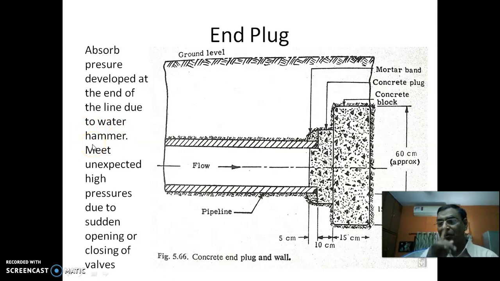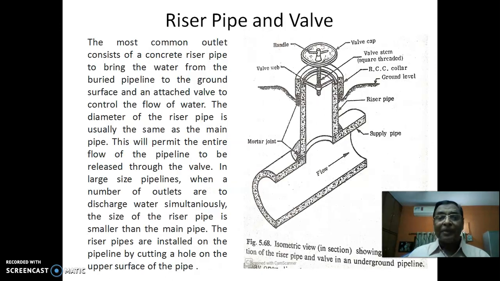That is the thing. So whatever water hammer is developed due to various bends and other structures, sudden release, even to meet unexpected high pressure due to sudden opening or closing of the valves, this pressure develops. That is what we call water hammer at the end. Unless we provide a strong base concrete plug, the pipeline system may burst. This is the purpose.